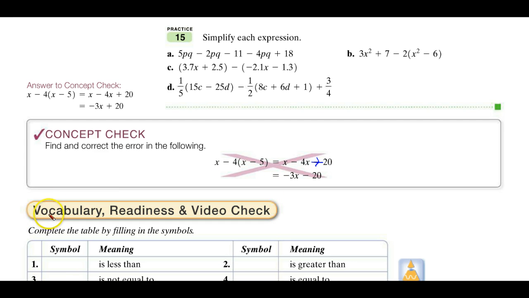Now, again, in your textbook, at the end of each section, there's lots of vocabulary, reading, and review. But we'll leave that up to you, and we'll finish this.